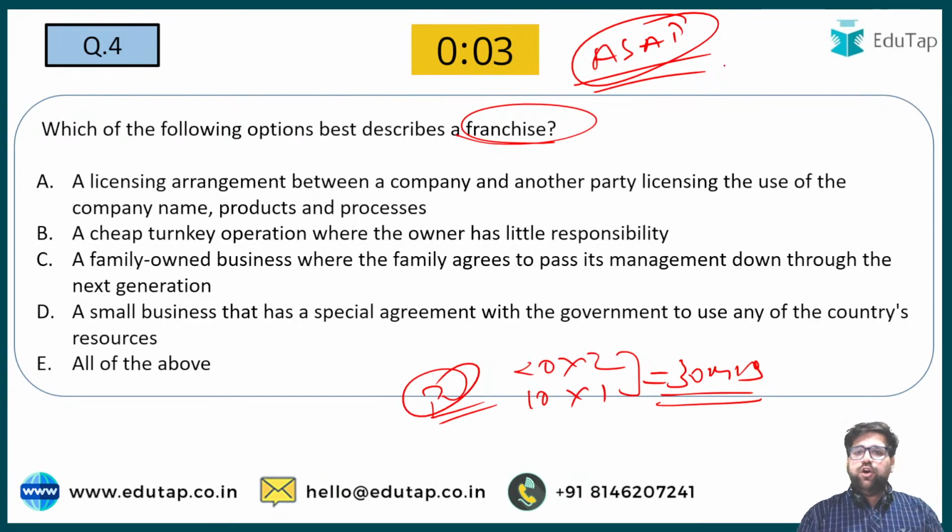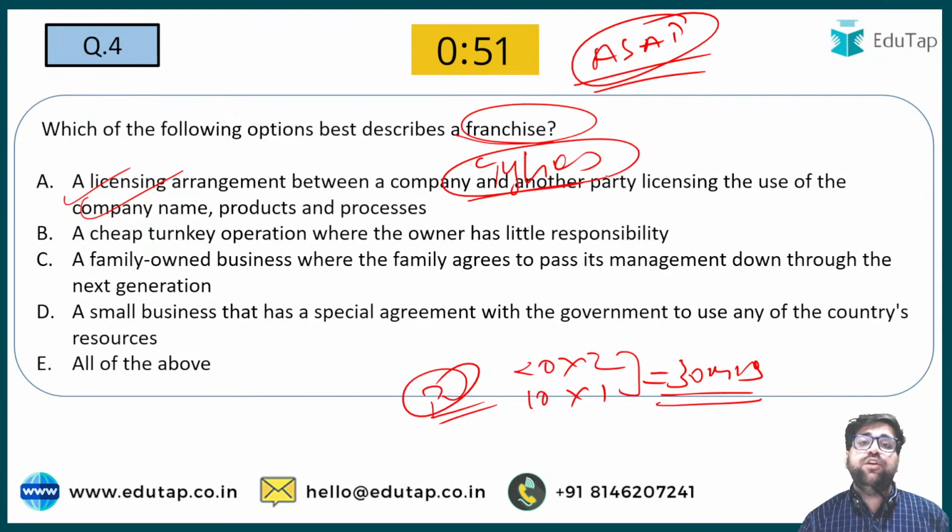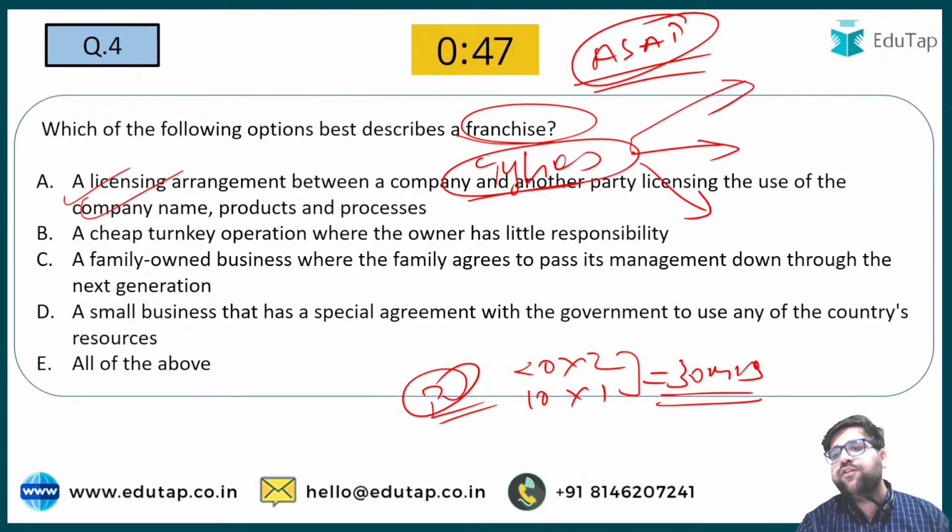Yes, my dear friends, not wasting much of your time. A leasing agreement between a company and the party of the licensing used to have this. Now, my dear friends, this is a basic definition of franchise. Now, if you understand that, let's discuss the types of franchise. Under types of franchise, basically there are three types of franchises.